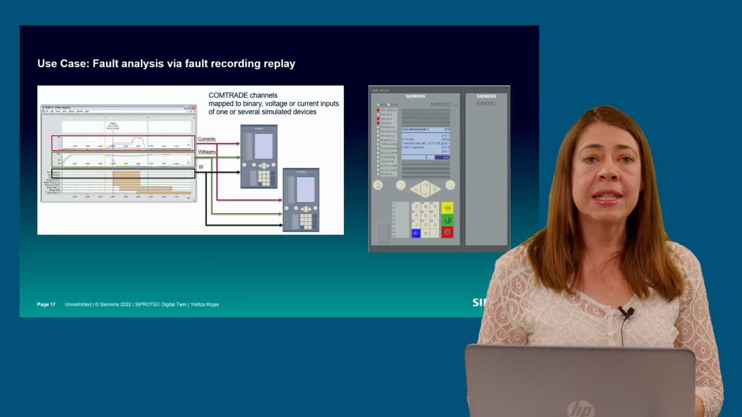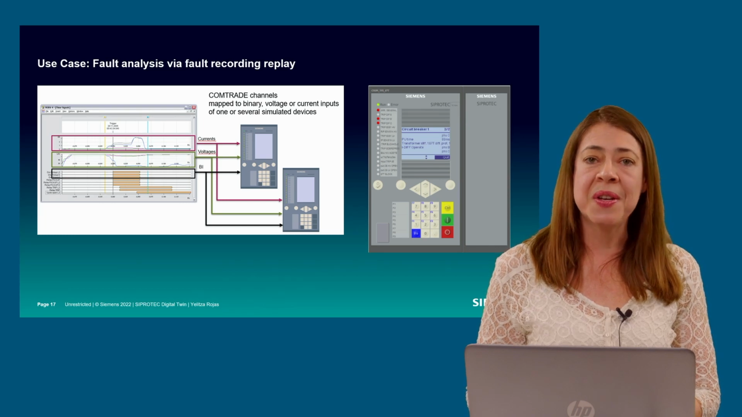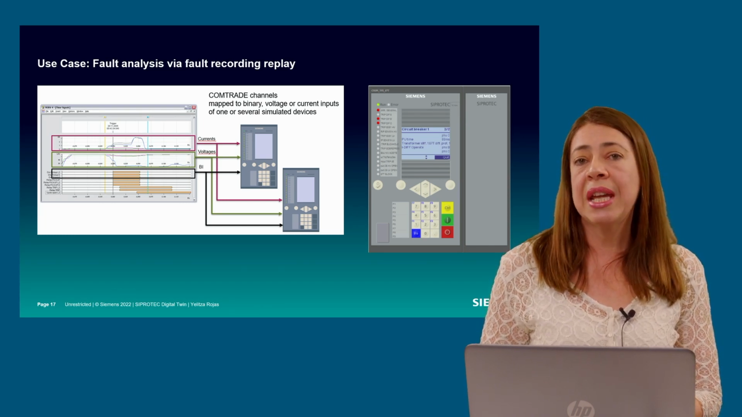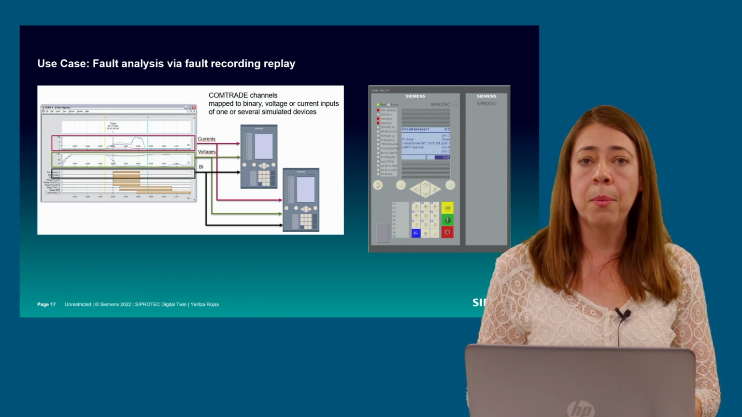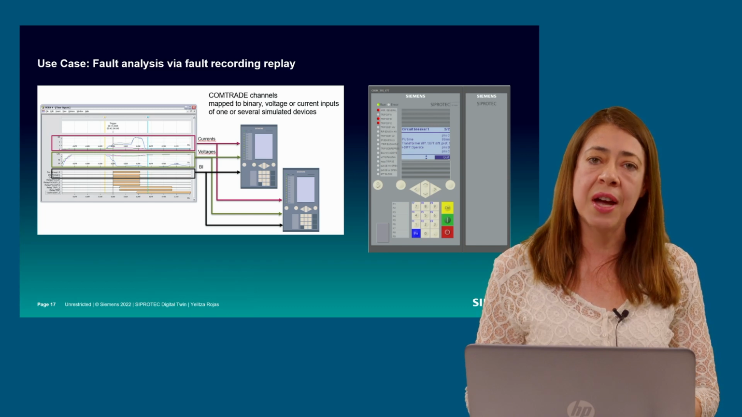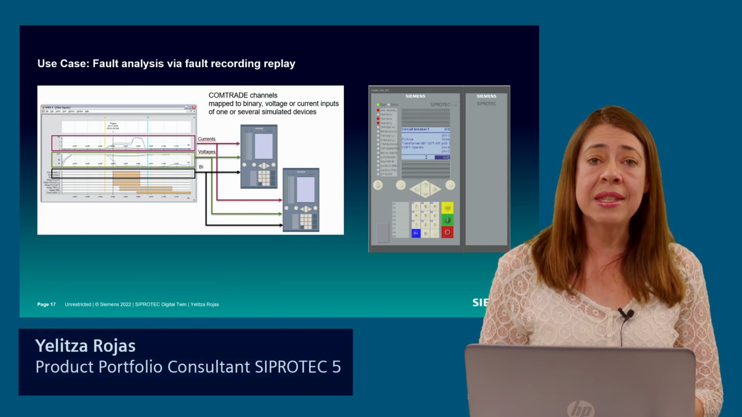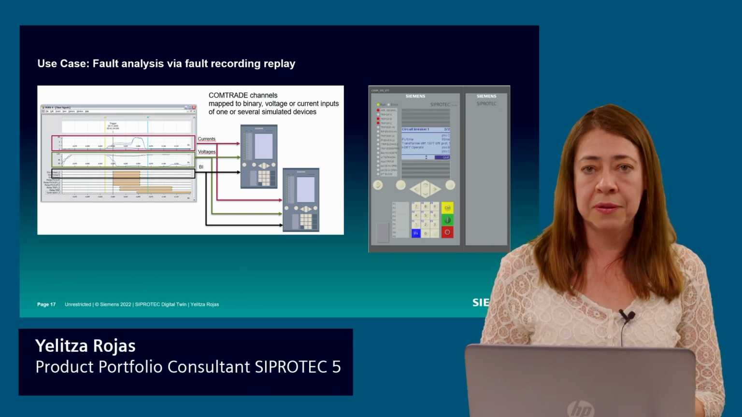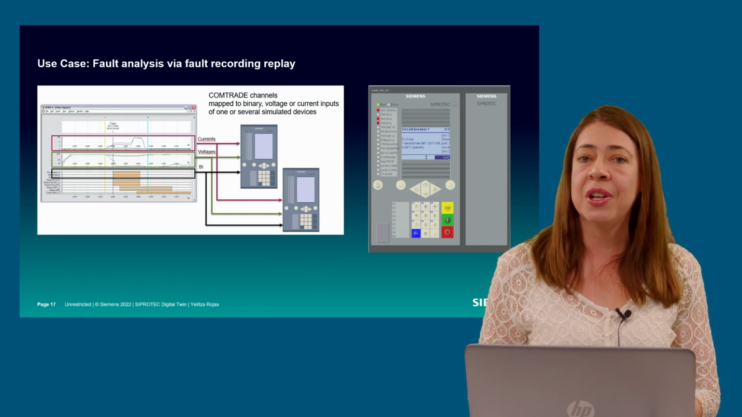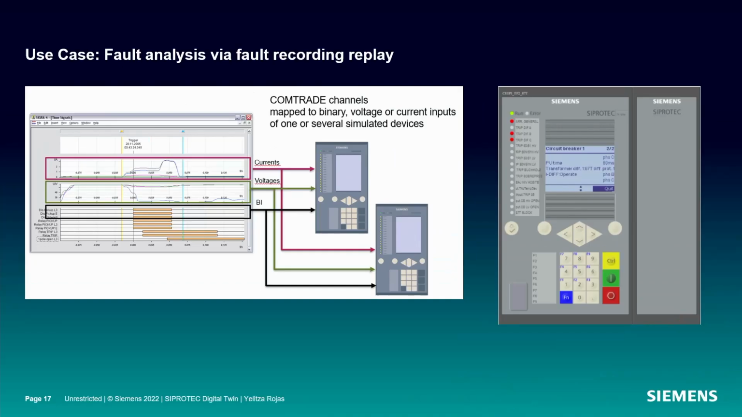The next case is the fault analysis via record replay. With this option, the expert, either from customer or Siemens side, is able to see the response of the device, making the analysis easier and more effective. Two parties can also exchange findings being in different locations and far away from the installation.